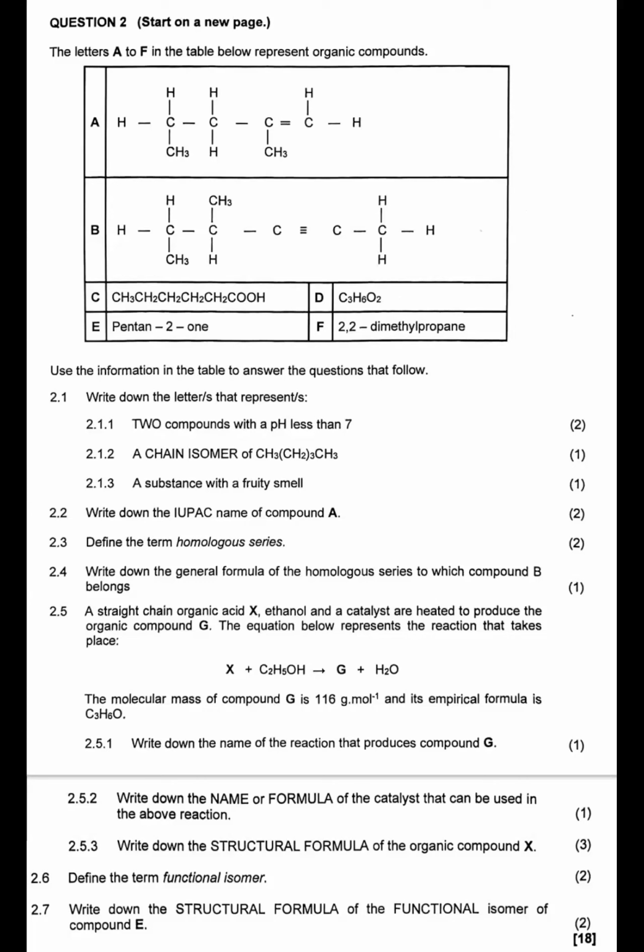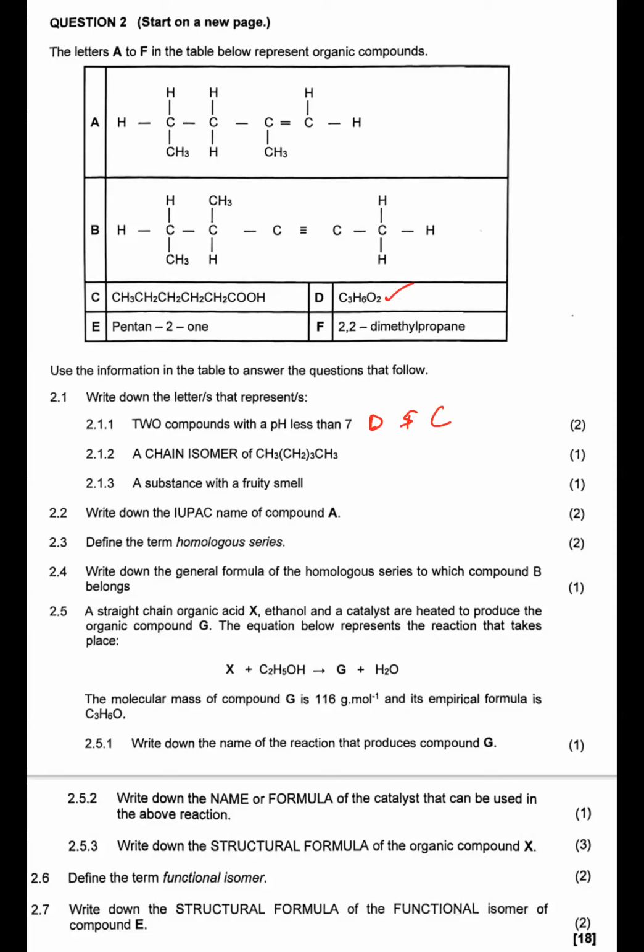You know, this one is quick, we don't struggle here. Write down the two letters that represent two compounds with a pH less than 7. That is acid. Let us identify the acid. D, it's this one. And C, let's see.